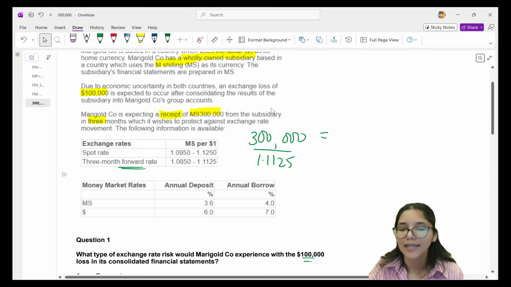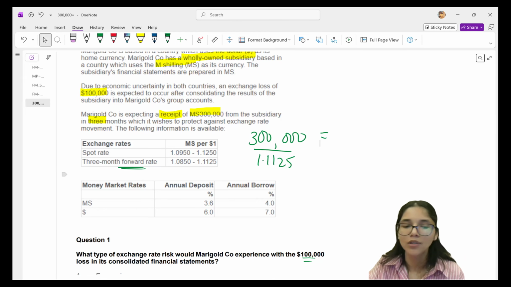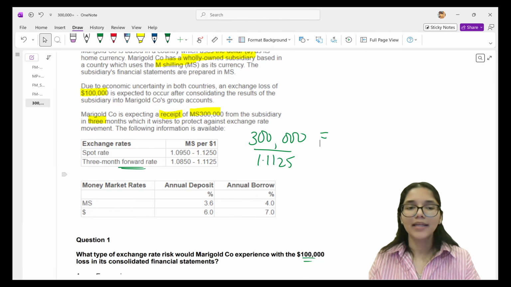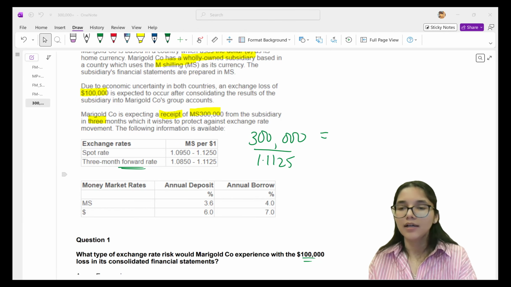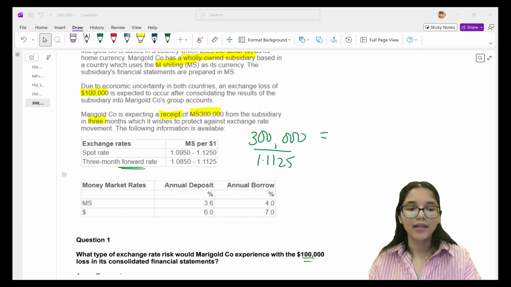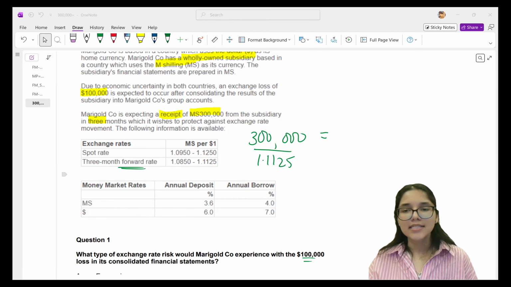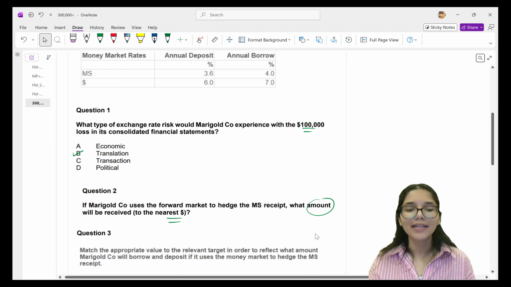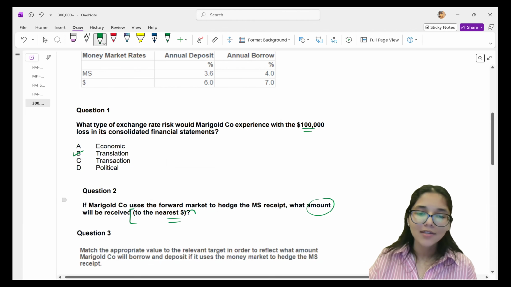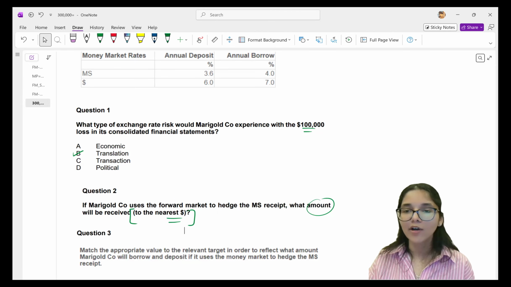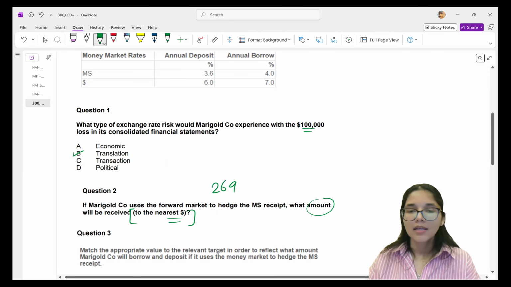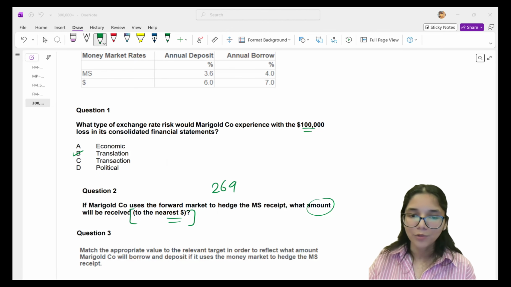And like you people are telling me, how much does this lead to? If I solve this on my calculator, 300,000 divided by 1.1125 gives me 269,662.92. Now guys, my rounding instructions were extremely clear. I have to give my answer to the nearest dollar. What I am seeing on my calculator is 269,662.92.